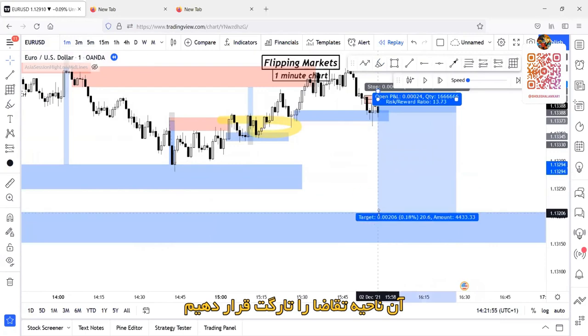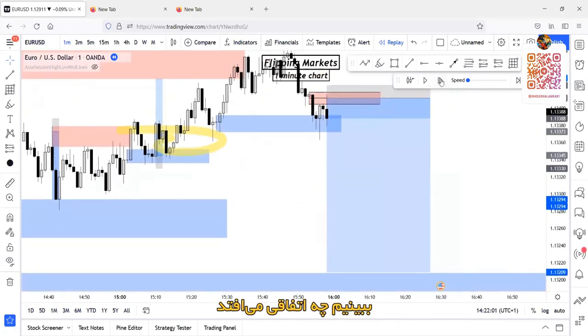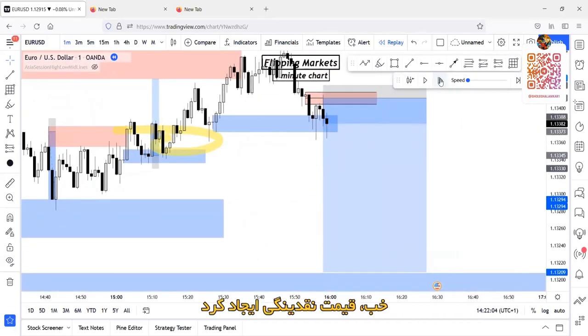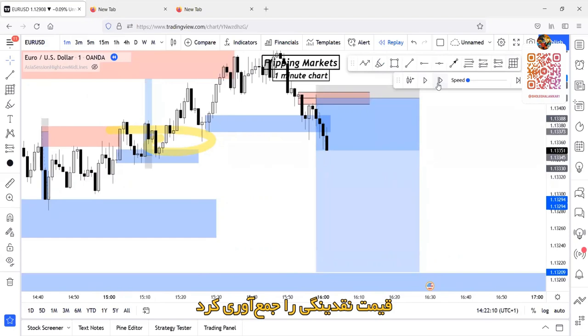So this will be our target. So let's just target that demand zone. And that's 1 to 13 risk reward. Let's see what happens. Okay, price created liquidity. So here's triple bottoms. Price fed the liquidity. Okay.